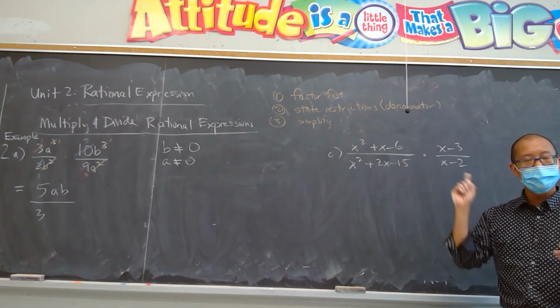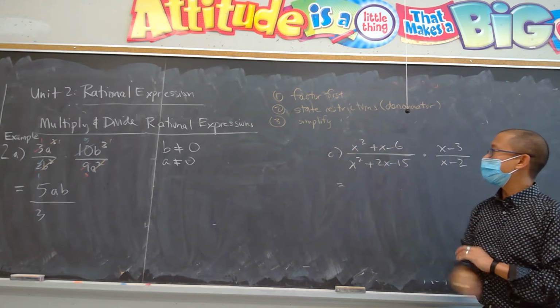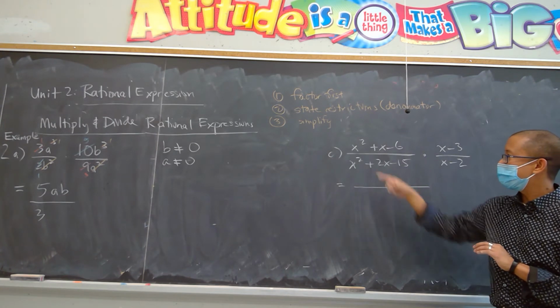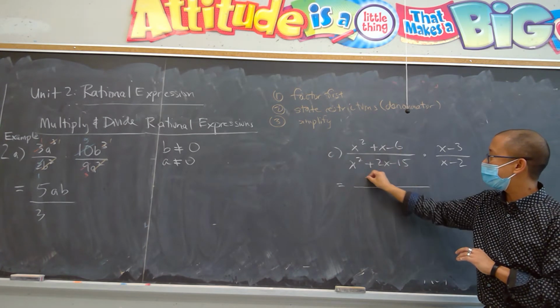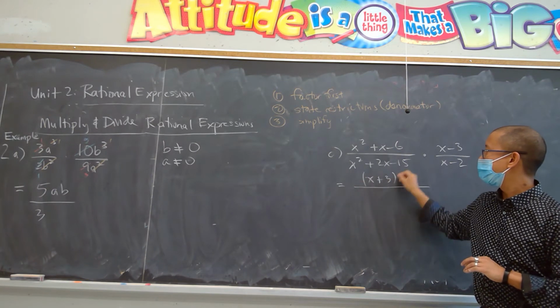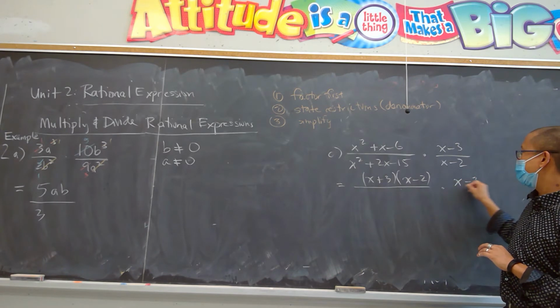That's why we try to simplify and divide out. So we have to factor first. So I think, hopefully the class will double check Mr. Chen's work, because I'm doing this on the fly. X squared plus x minus 6, I think that's x plus 3 times x minus 2 times x minus 3.